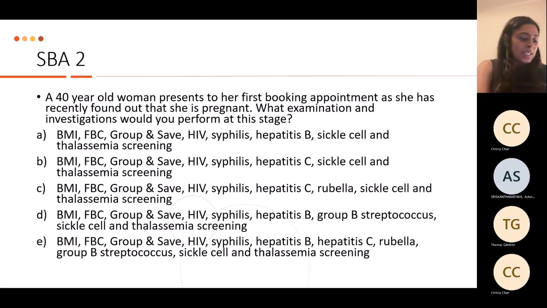So the second SBA. A 40-year-old woman presents to her first booking appointment. She's recently found out she's pregnant. What examination and investigations would you perform at this stage?